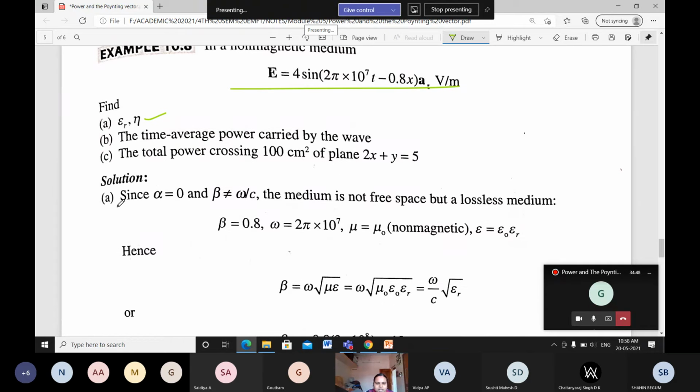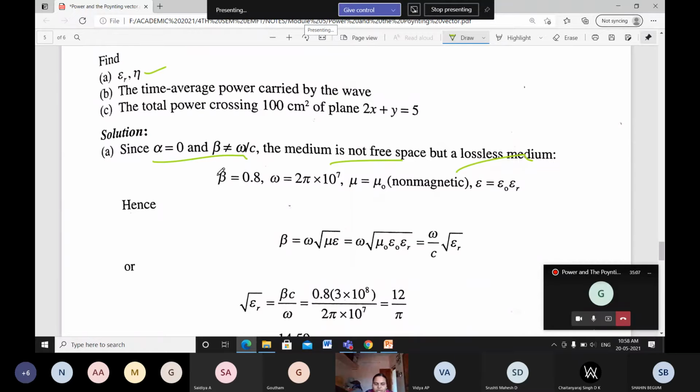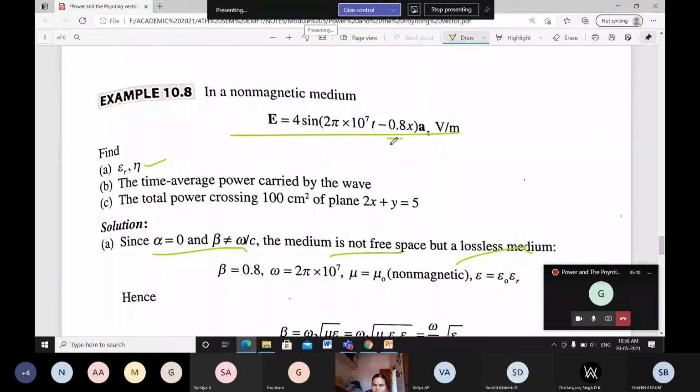First, the solution: alpha is going to be 0 in our medium, and beta is not going to equal omega by c, because it is not free space but a lossless medium. Due to that, this condition applies here. Next, beta we get by comparing with the standard equation of E, that is beta x, so beta is 0.8. Omega is this part.